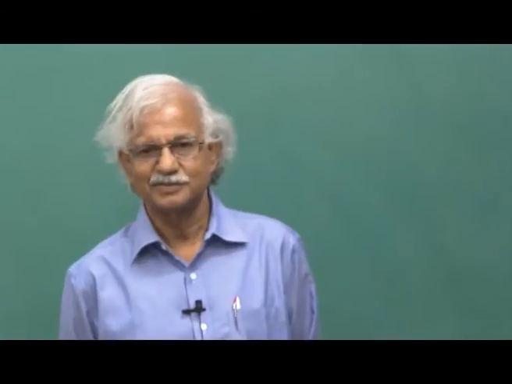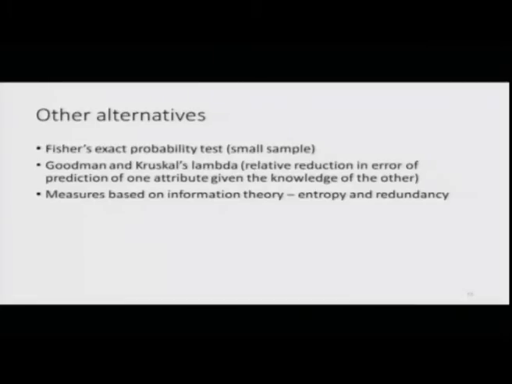Other alternatives. What are other alternatives if data are cross classified according to two attributes or two polytomies? In case some assumptions of chi-square are not satisfied, say there are several expected frequencies which are less than 5 or less than 1, and you do not want to merge categories, in that case, Fisher's exact probability test can be used.